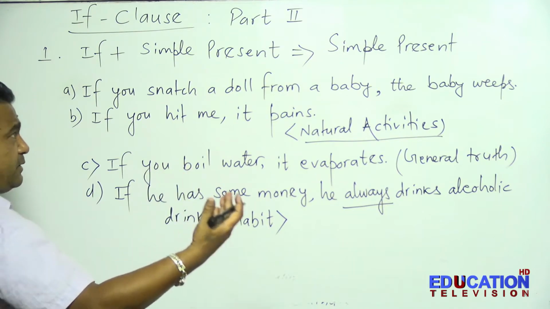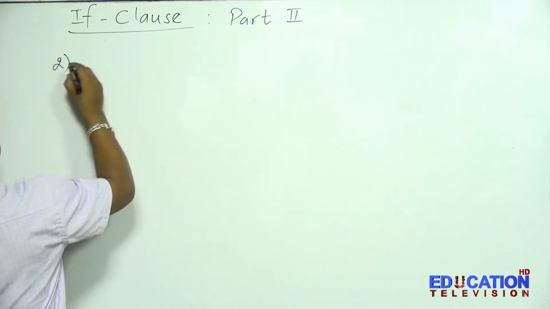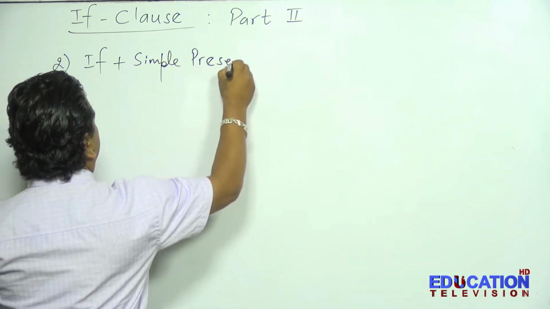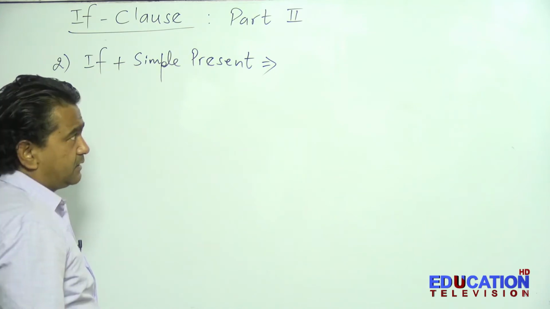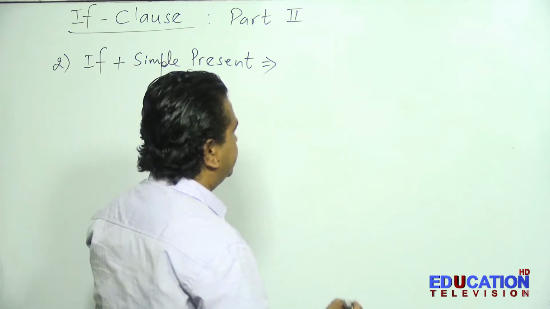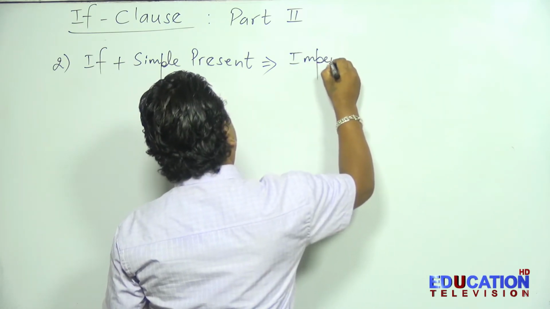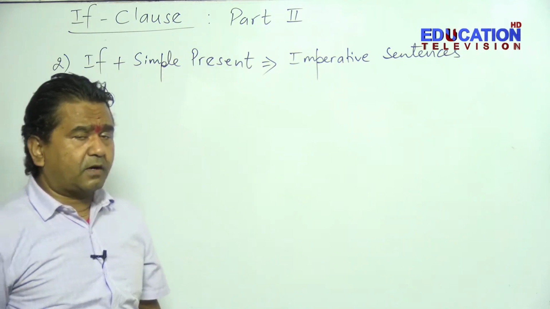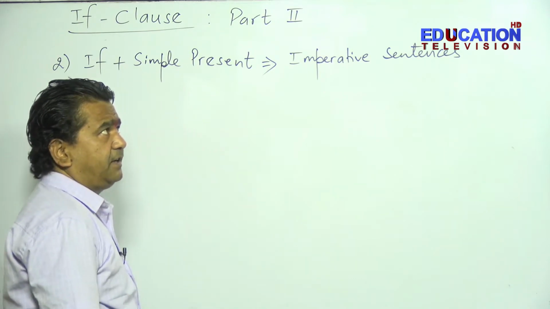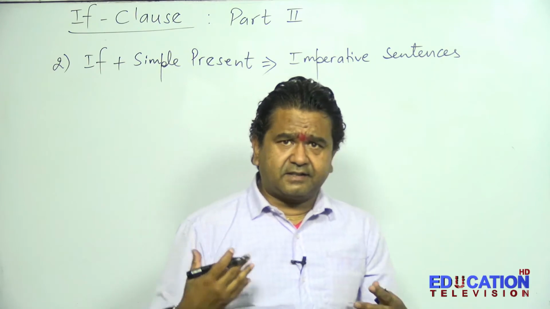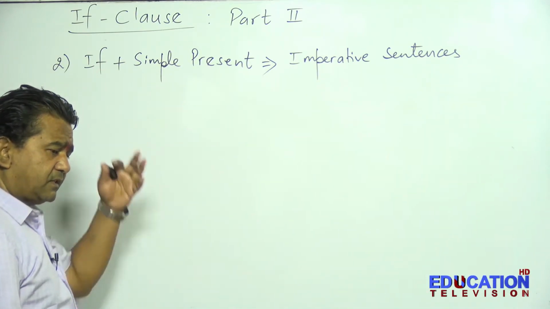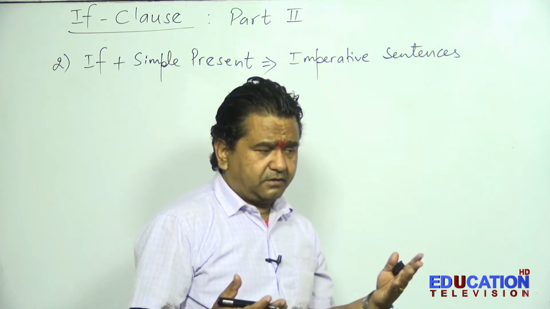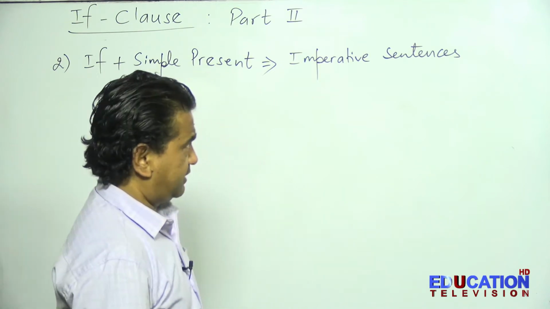Now, let me talk about the next condition of simple present. So the second condition is if plus simple present, the next side should be imperative. Now you can think, what are imperative sentences? What do you mean by imperative sentences? The sentences that indicate request, order, advice, or suggestions, command, they are imperative sentences. They generally start with verb.